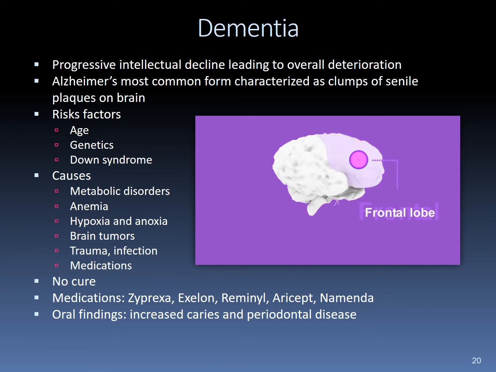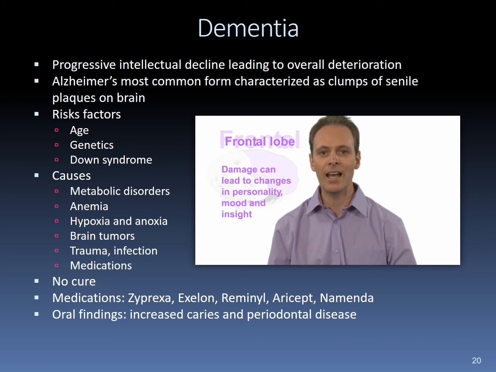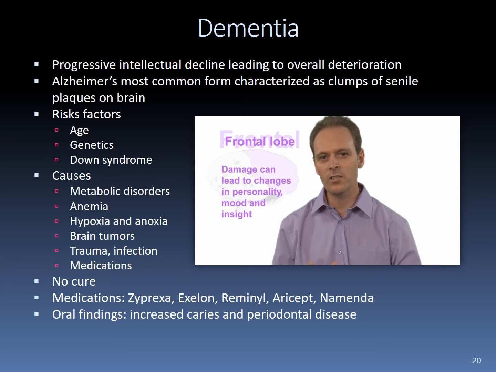The frontal lobe is located at the front of the brain and is associated with problem solving, personality, and motivation. It receives information from other areas of the brain and uses this information to make sensible decisions. Damage to the frontal lobe can lead to changes in personality, mood, and insight.